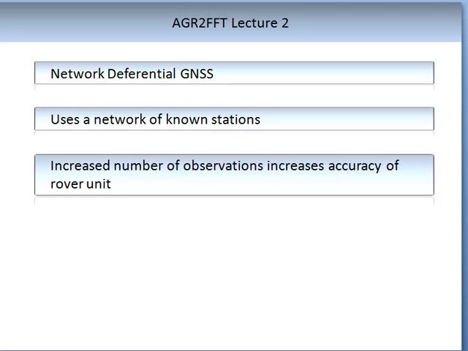To increase accuracy, differential GNSS can occur through a network. That is, there are a number of known stations which act as a network. This increases the number of observations and therefore increases the accuracy of the rover unit.